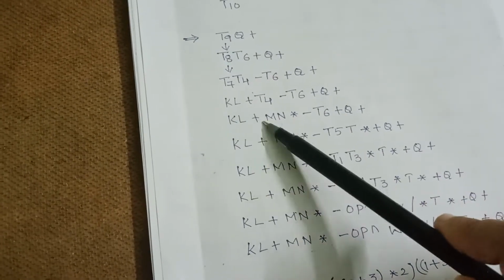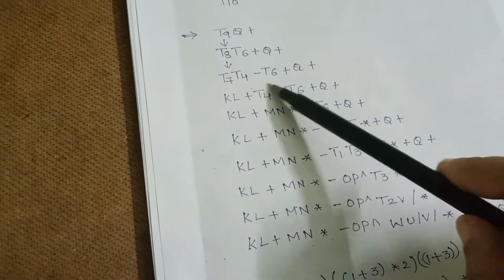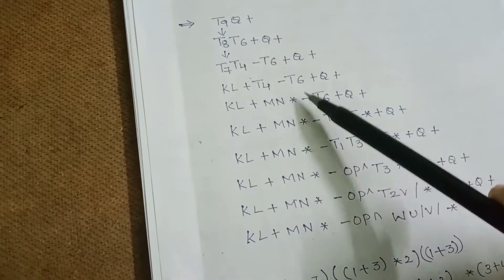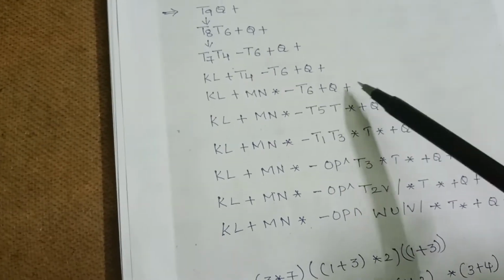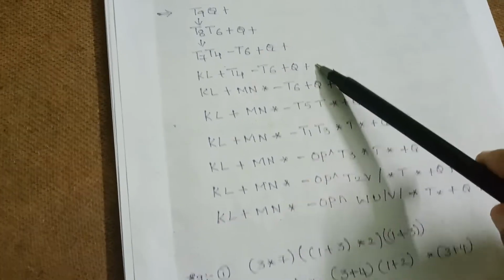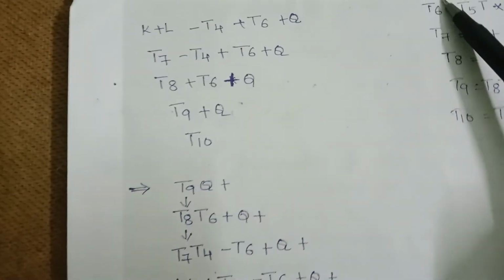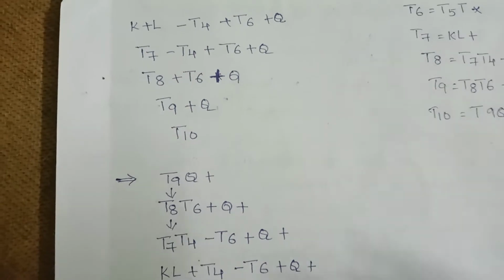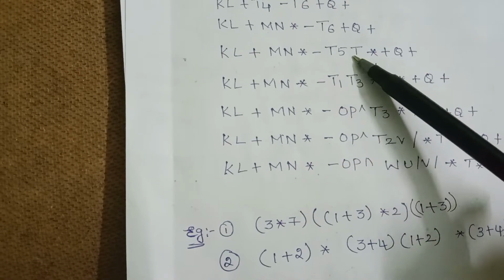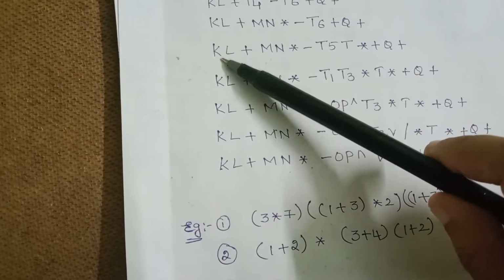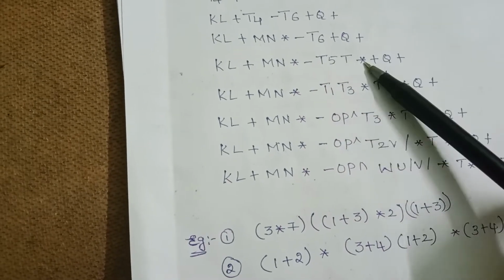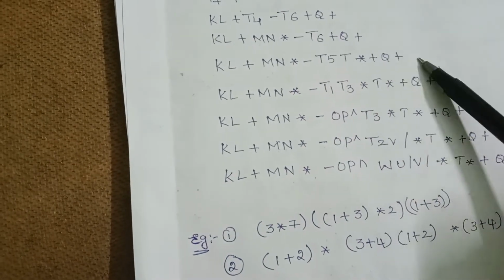Now k l plus, in place of t4 what do we have? In place of t4 we have m n star. So m n star minus t6 plus q plus. And next, in place of t6, what do we have here? t6 is equal to t5 t star. So in place of t6 you need to substitute it with t5 t star. So the expression will be changed to k l plus m n star minus t5 t star plus q plus.